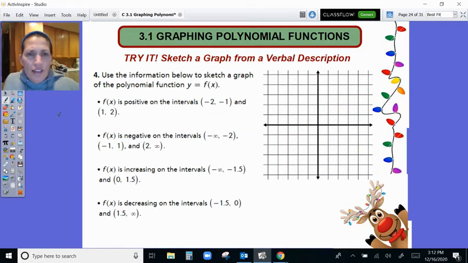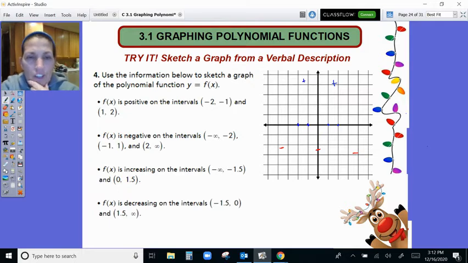So here's one for you to try. You can pause if you'd like to and come back and see how you do. f of x is positive on the intervals of negative 2 to negative 1, so right here, and 1 to 2, so right here, we're positive also. I'm actually going to go ahead and color code. We're negative on the intervals from negative infinity to negative 2, so we're negative down here, negative 1 to 1, and then 2 to infinity down here.